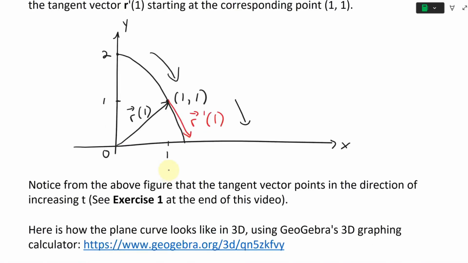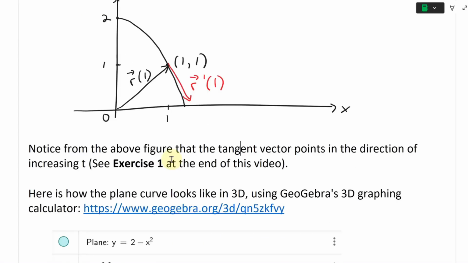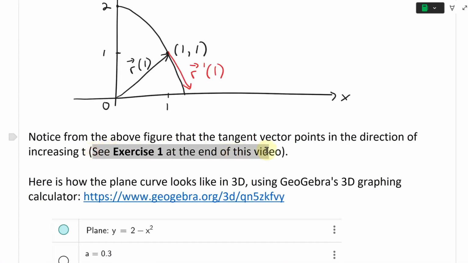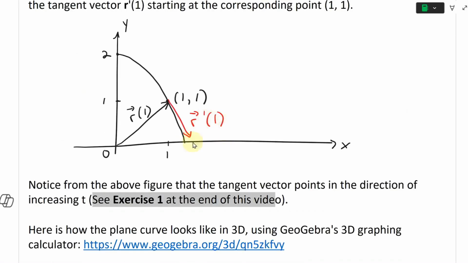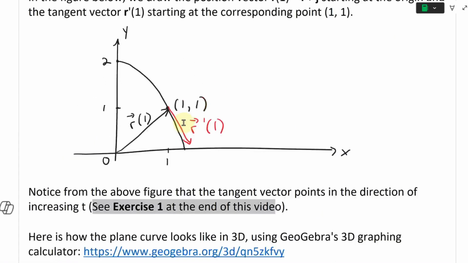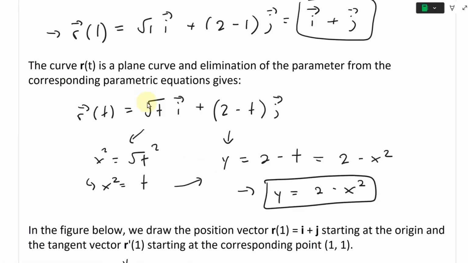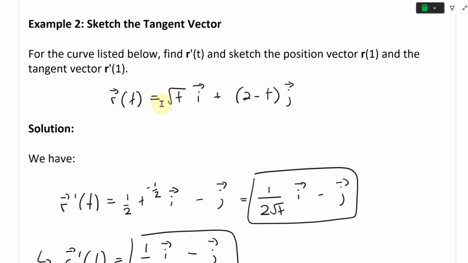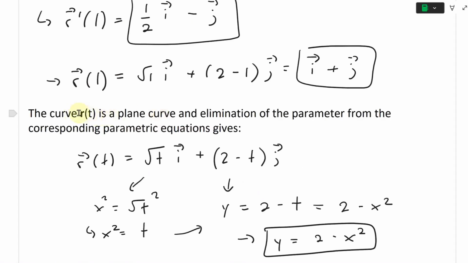So as you increase t, it's going downwards, and this is in the direction of it. It turns out it's always in the direction of it, and that's basically Exercise 1 at the end of this video. It's very interesting. Basically this tangent vector is always in the direction of increasing t. Also, to illustrate that the regular curve right here in 3D is a plane curve, as I mentioned, r of t is a plane curve.